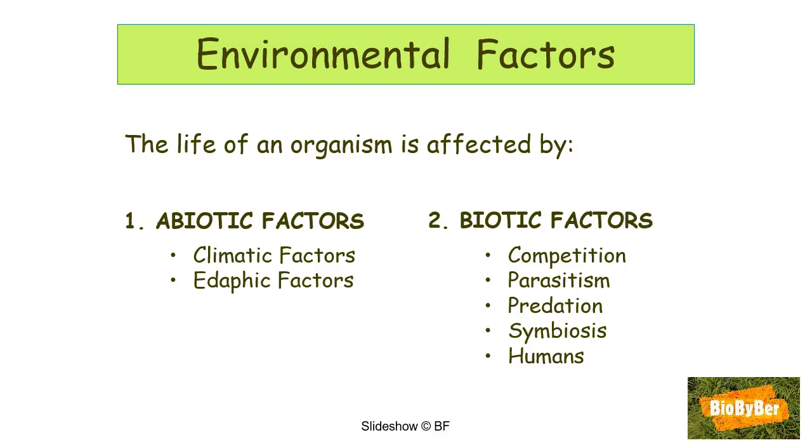Now, all the populations or the communities can be affected by things in the environment. In other words, they can be affected by environmental factors. The first set of factors are abiotic factors. Abiotic factors are non-living factors in the environment that can affect an organism. The first abiotic factor that can affect organisms, as we know ourselves, are climatic factors. These are things related to the temperature, to the light intensity.